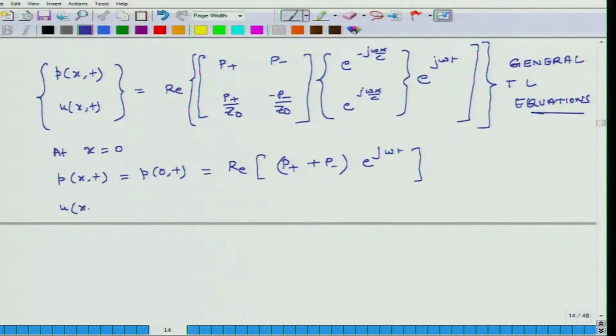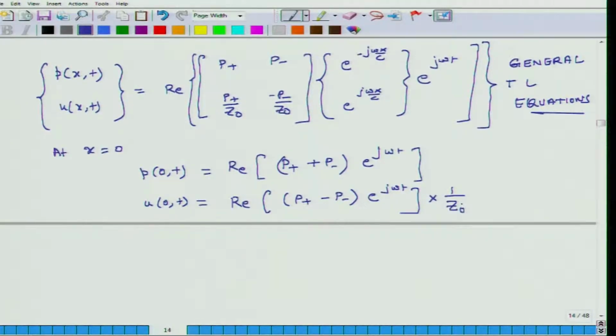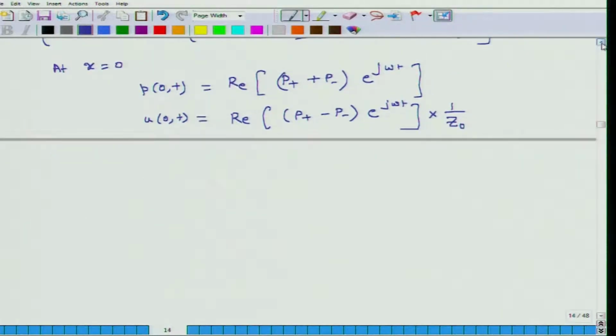And similarly, velocity at origin u0. So, I am going to erase these to eliminate confusion. At x equal to 0, u of 0 and t is equal to real of P plus minus P minus e to the j omega t. Okay. And of course, I have to multiply it by 1 over Z naught. So, this is the expression for the actual pressure P, and this is the expression for actual velocity u.